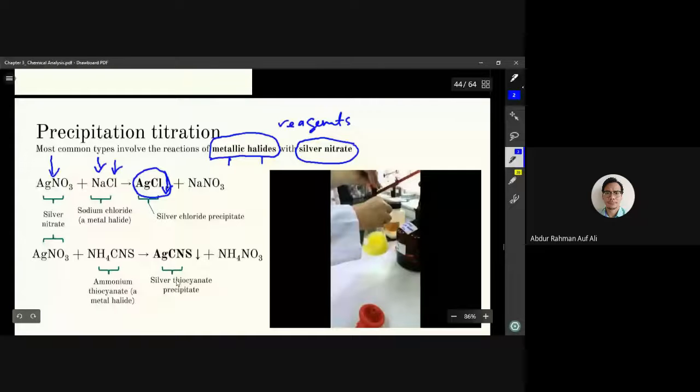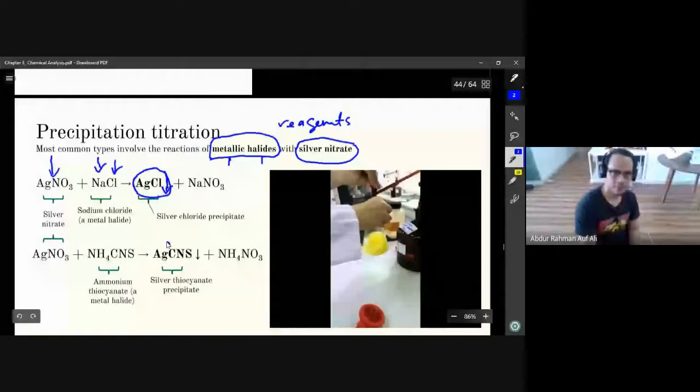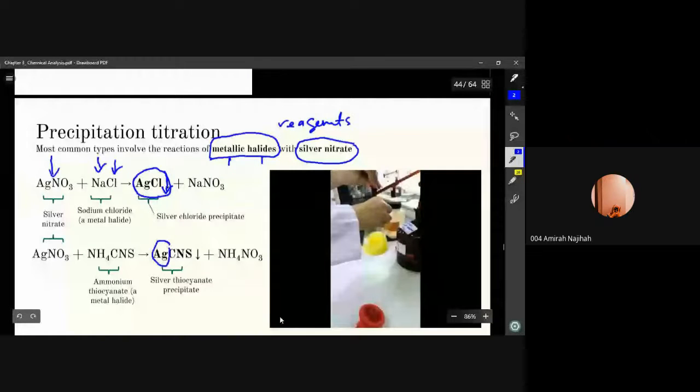Produce silver thiocyanate. So dia ada silver kat sini, dia akan menghasilkan benda.